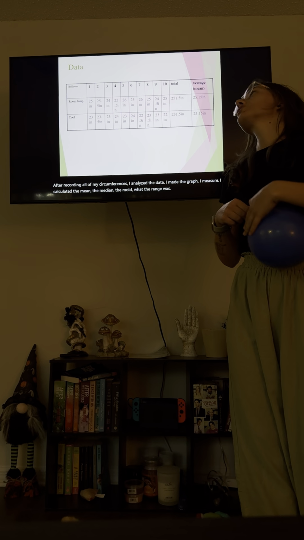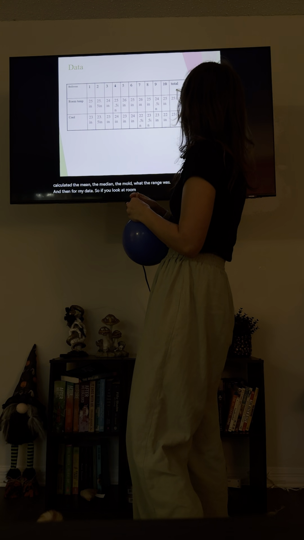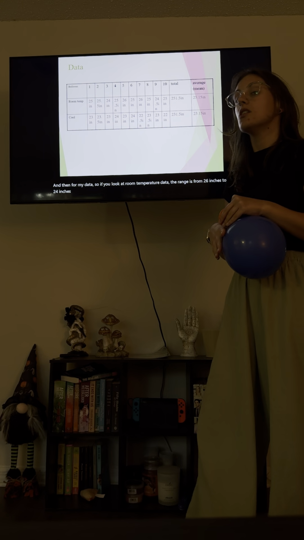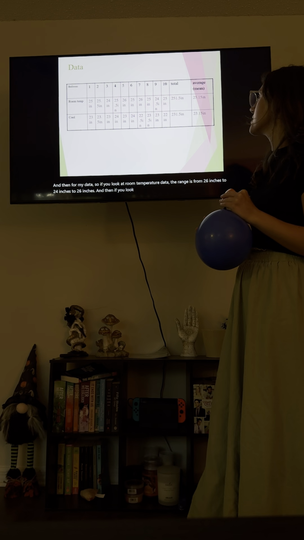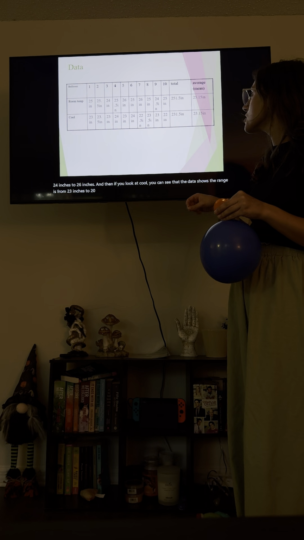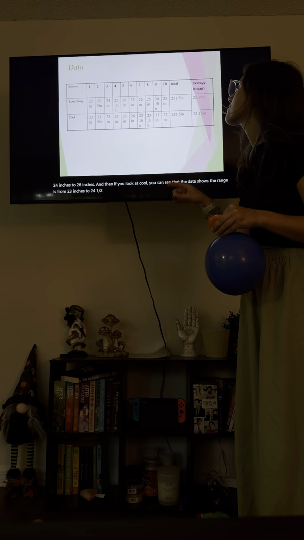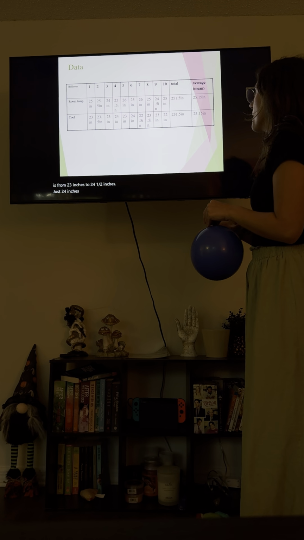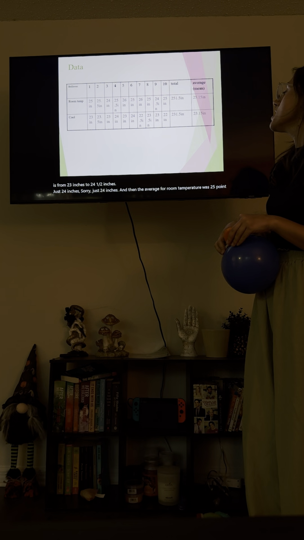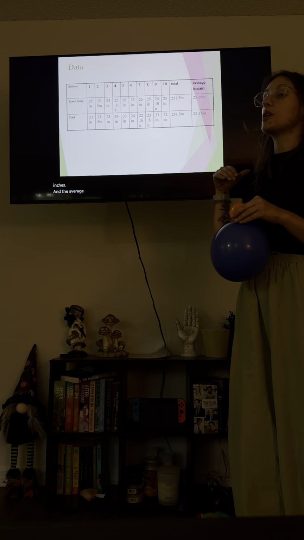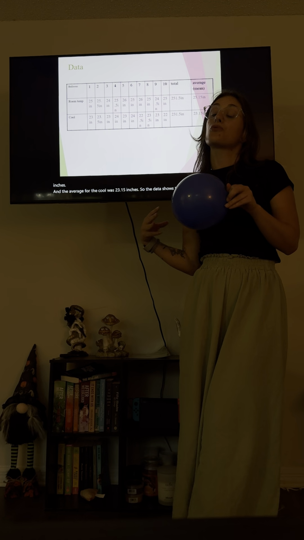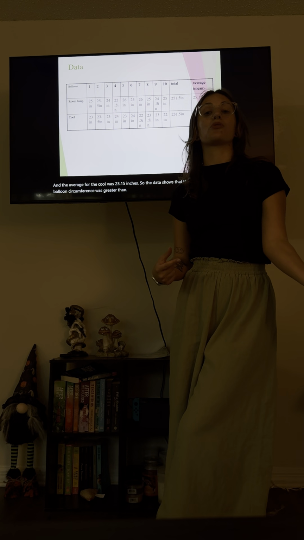For my data, if you look at room temperature, the range is from 24 inches to 26 inches. And if you look at cool, the data shows the range is from 23 inches to 24 inches. And then the average for room temperature was 25.15 inches, and the average for the cool was 23.15 inches. So the data shows that the room temperature balloon circumference was greater than the cool temperature balloon circumference.